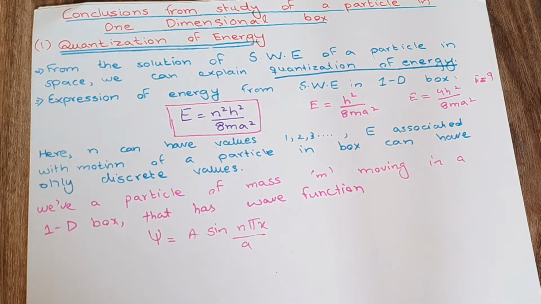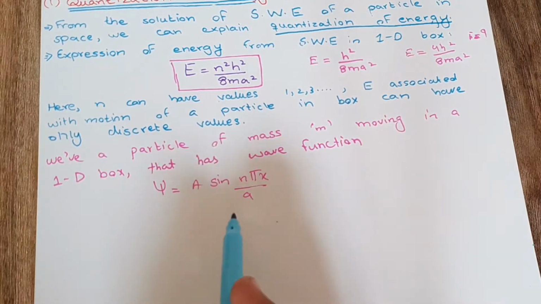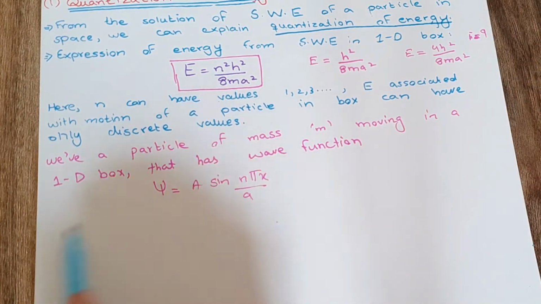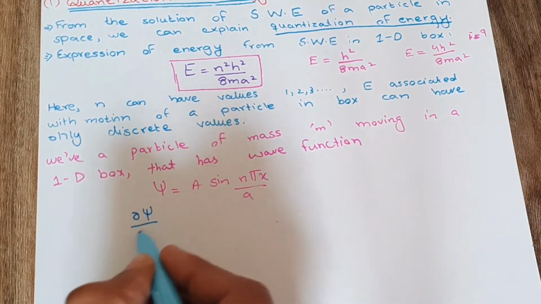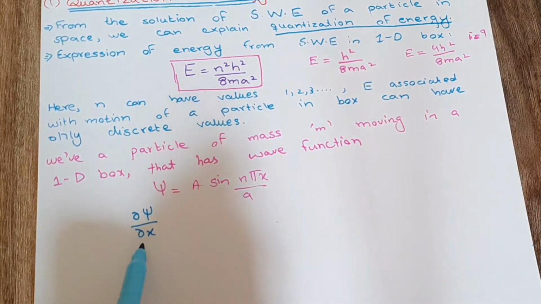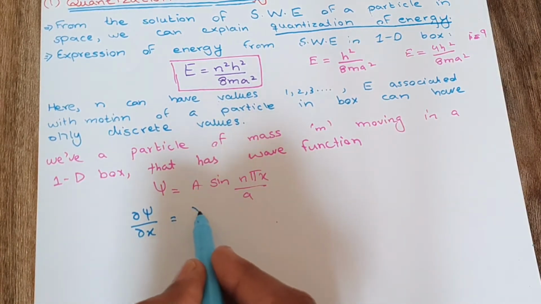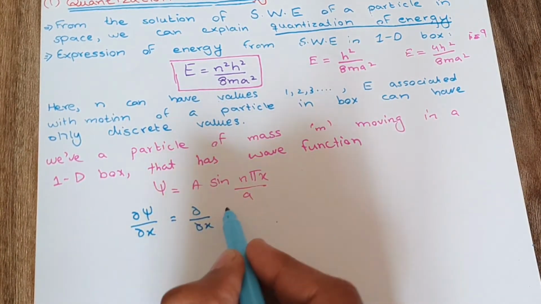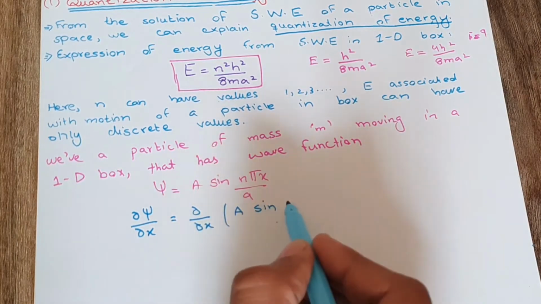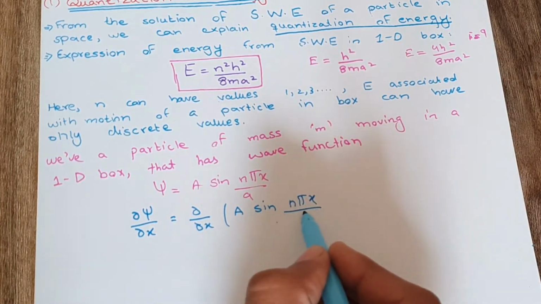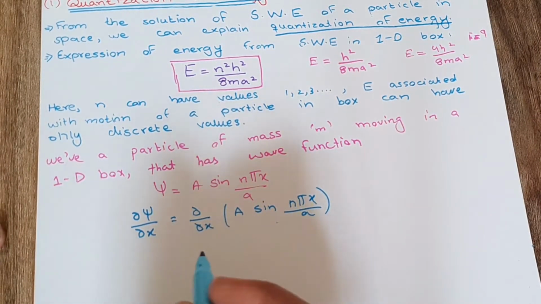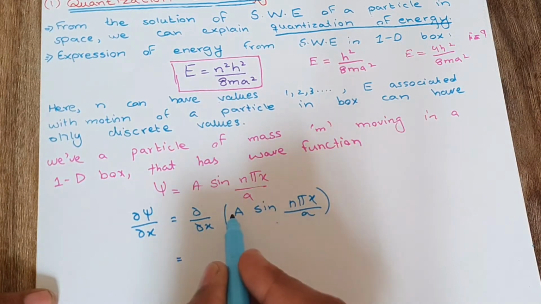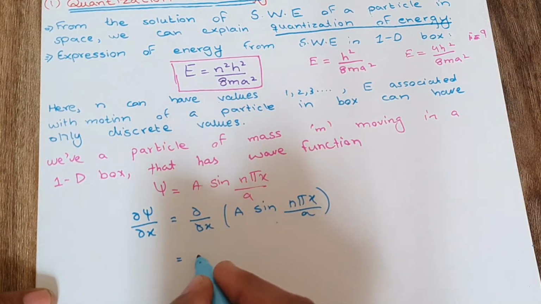As you can see, psi has a value of a sine n pi x over a. The next thing I'm going to do is take the derivative on both sides. If I take the derivative of psi, it becomes dpsi over dx, since we have taken the derivative with respect to x. Here I will also apply the derivative. On applying the derivative, since a is a constant, it will come out.